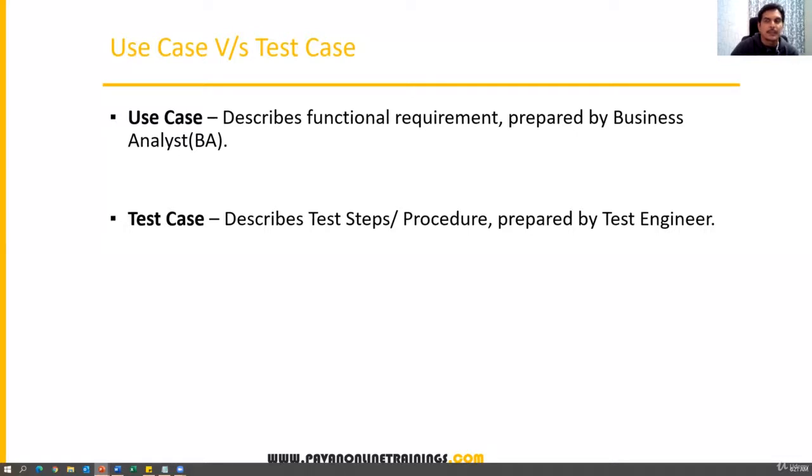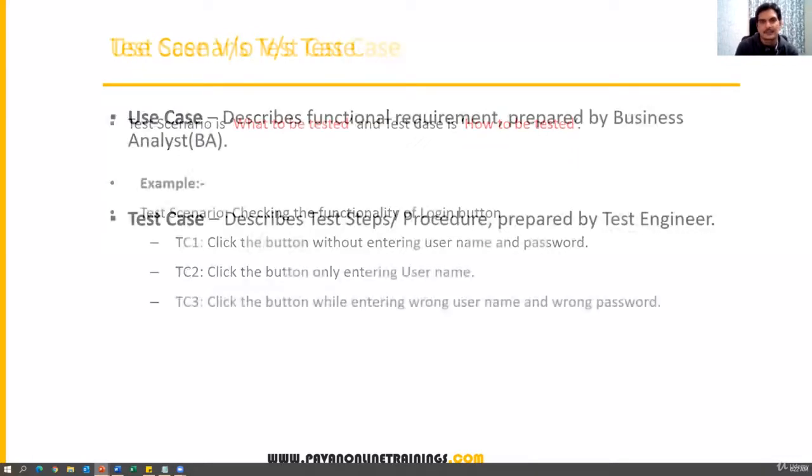So two differences, guys. A use case basically describes the functional requirement, and a test case describes the test steps or procedures. A use case is prepared by the business analyst, and a test case is prepared by the test engineers. Test cases will be prepared based on the use case. If you want to prepare the test case, you need to have a scenario first, and those scenarios will be derived from the use cases by understanding them. So this is the basic difference between use case and test case.